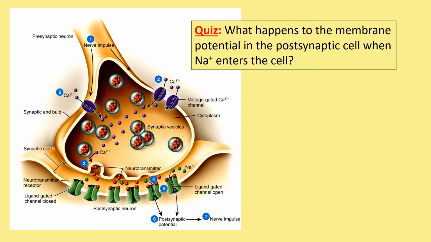That's right. Membrane potential will start to depolarize. If that postsynaptic cell was at resting membrane potential, negative 70 millivolts, that influx of sodium is going to cause it to go to, let's say, negative 69 millivolts, negative 65 millivolts, negative 60 millivolts. That's a depolarizing postsynaptic potential.